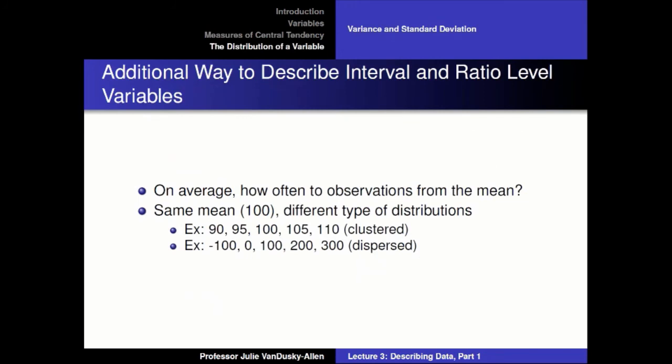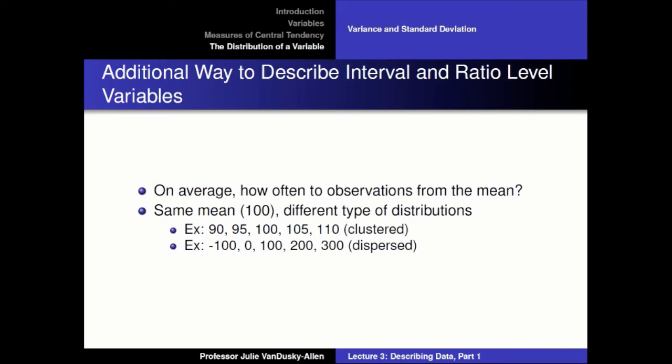In this part of the lecture, I'm going to show you how to calculate the variance and standard deviation for interval and ratio level variables. The typical or average case of a variable is not the only statistic that we can use to describe a variable. How a variable's individual observations deviate from its mean also matters.